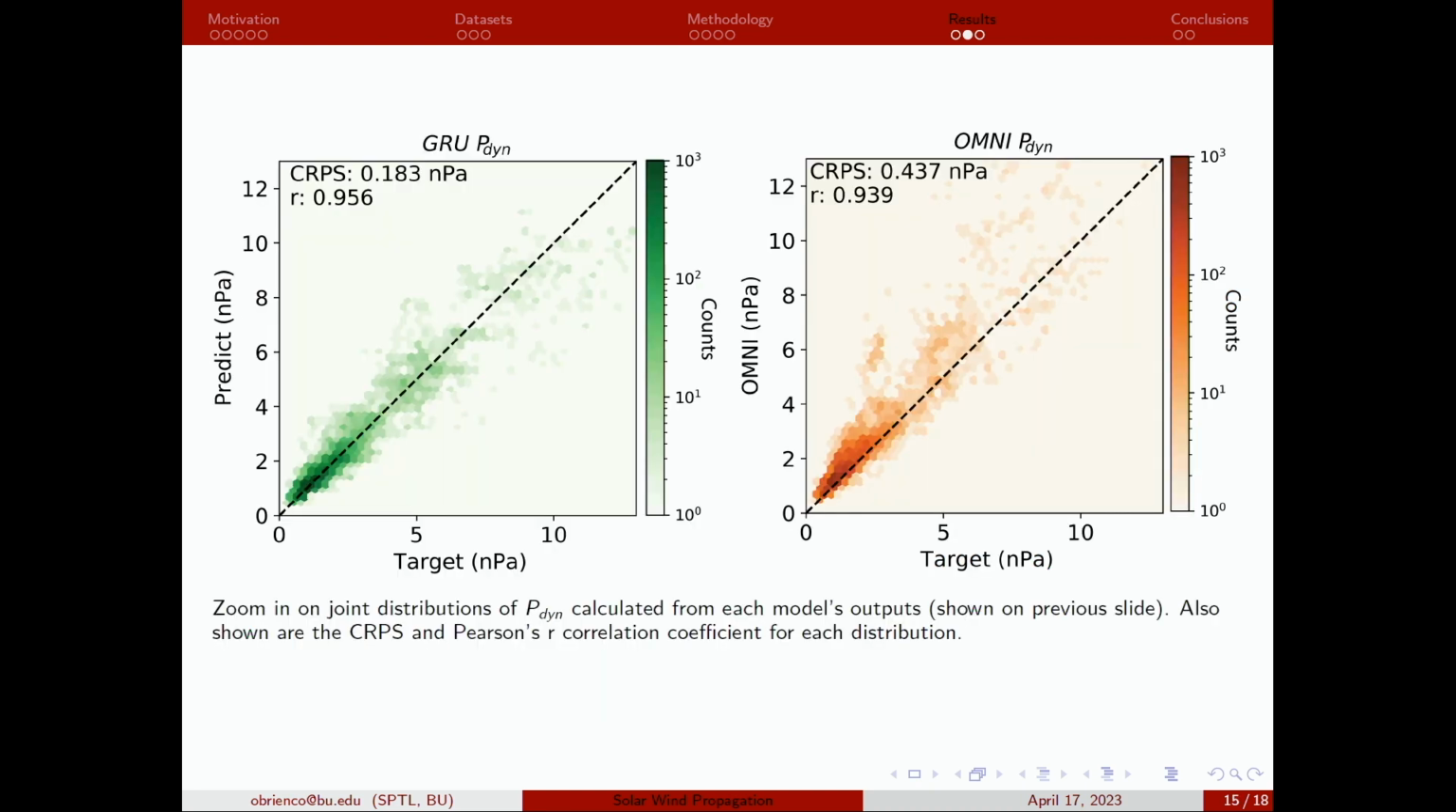In the interest of time, I'm just going to zoom in on dynamic pressure. So you can calculate dynamic pressure for the MMS data, the neural network predictions, and the Omni predictions. And we're zooming in on these joint distributions here. And what you can see is that this very simple network architecture is outperforming Omni by a factor of 2 in the CRPS score. And you can see that Omni is actually systematically over-predicting dynamic pressure, especially for high dynamic pressure values.